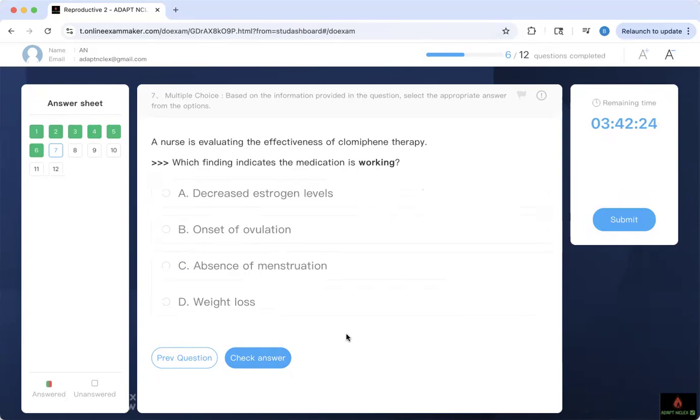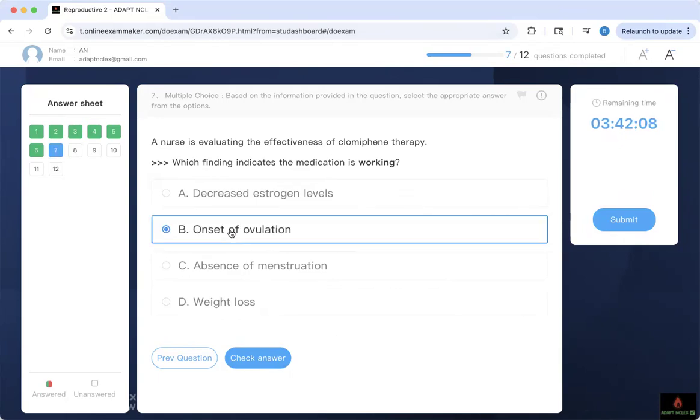It's used to have babies. You may have multiple pregnancies, maybe three, four, quadruplets. It's used for people who have infertility and want to have a baby. Therefore, if it's working, you're going to ovulate so that you can have a baby. It has nothing to do with lowering your estrogen; you're probably going to increase it. Absence of menses: you may be pregnant or have a hormonal change. It has nothing to do with weight loss.